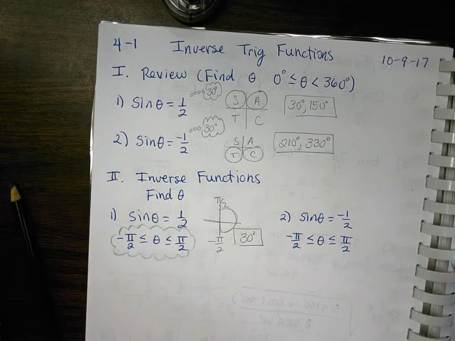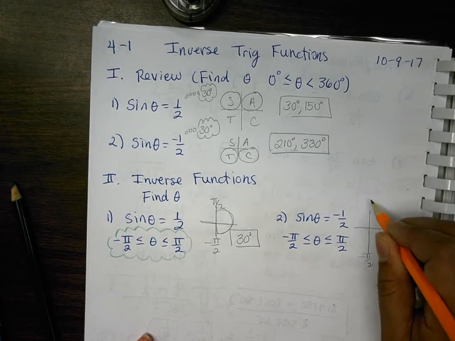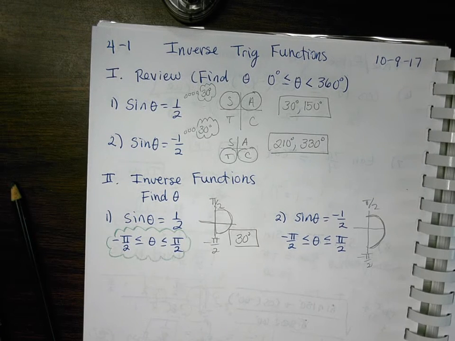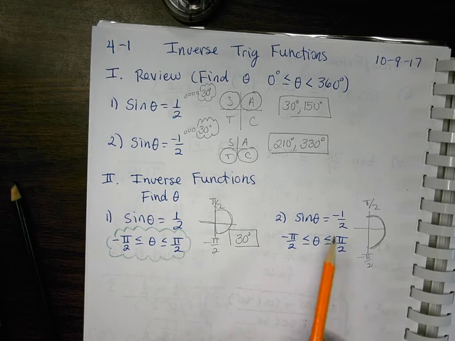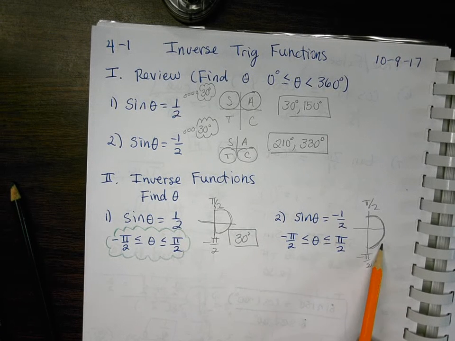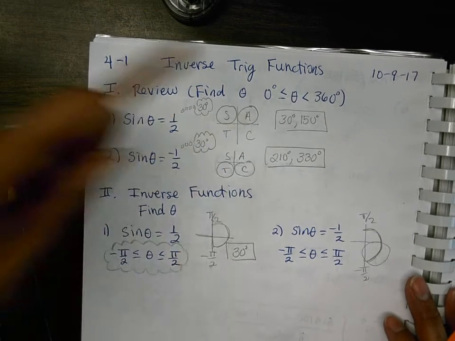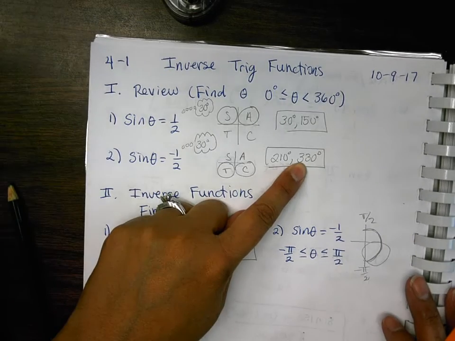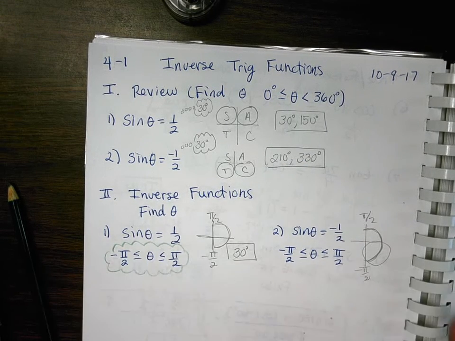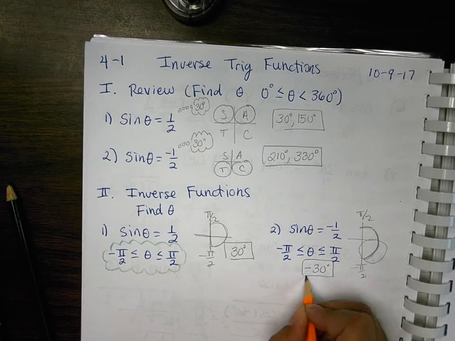All right, so once again, I have my restriction. Negative pi over 2 to positive pi over 2. If I'm in this restriction, what two quadrants am I allowed to use? 1 and 4. This one says sine is negative. Where is sine negative? I can only use these two, 1 or 4. 4. So would I use 330 like I did earlier? No, because it's negative 90 to positive 90, or negative pi over 2 to positive pi over 2. So what would my answer be? Negative 30.